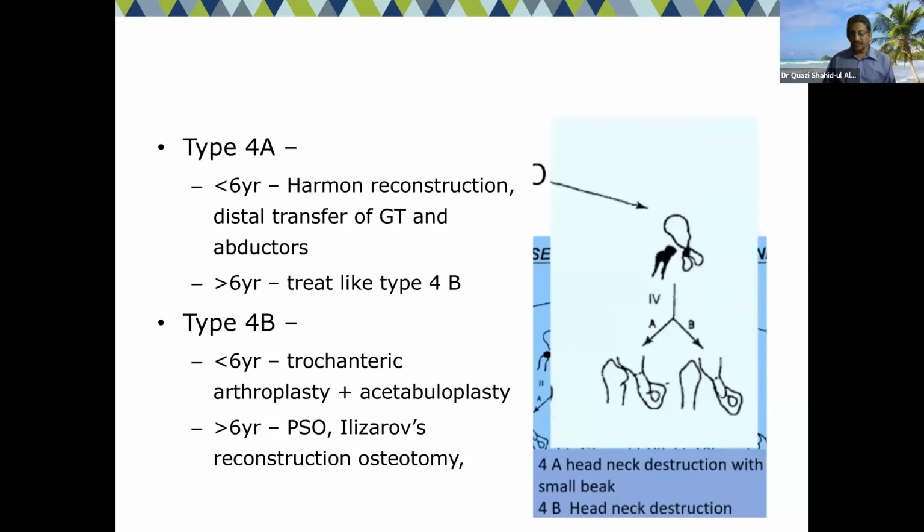That is the most devastating one. The total head and neck are destroyed and the proximal femur is now rounded up. If the child is less than 6 years of age, you can go for trochanteric arthroplasty as I've shown you before. But most of the journals have shown that it does not have any bright result. In that case, you can directly go for pelvic support osteotomy. Or if the child is more than 6 years of age, definitely you need to go for pelvic support osteotomy, which can be done by Ilizarov reconstruction osteotomy also.